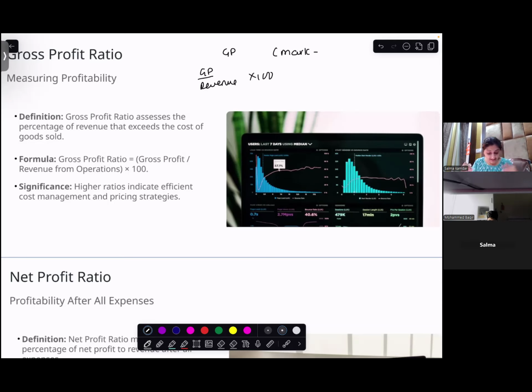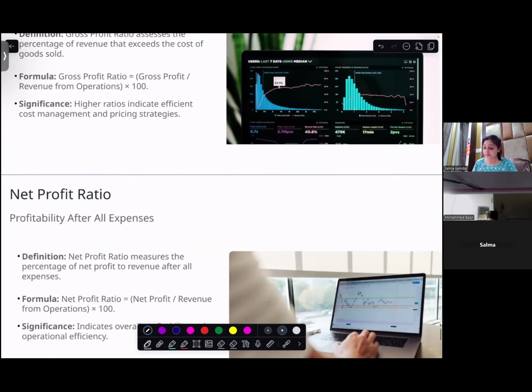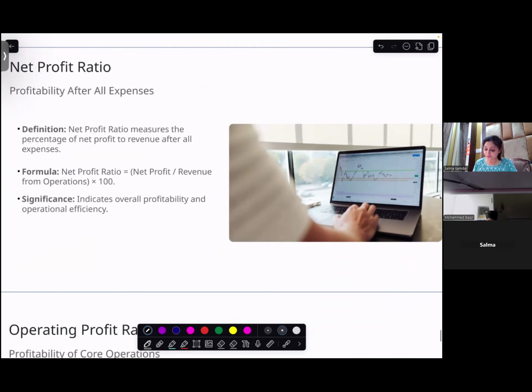Please note that for all your profitability ratios, if the ratio has the name profit in it, your denominator will always be your revenue. Revenue from operations. Your denominator would always be your revenue.